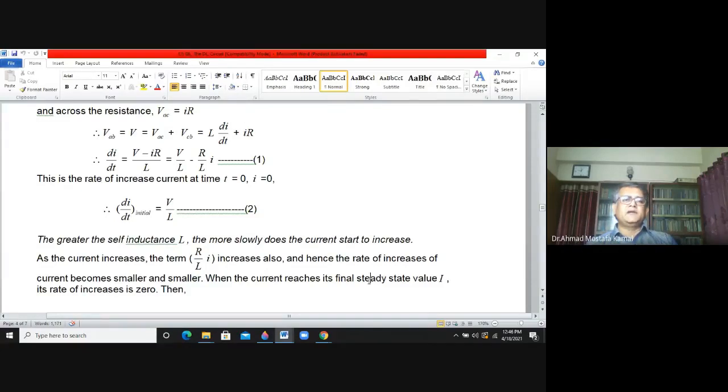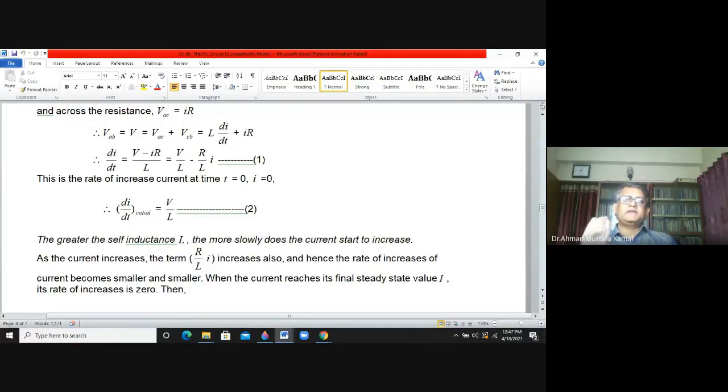If you have this smaller value, then current will start to increase in the circuit rapidly. That is the meaning of inductance. The inductance will decide at what rate current will be increased in the circuit. At what rate? Slowly or rapidly?